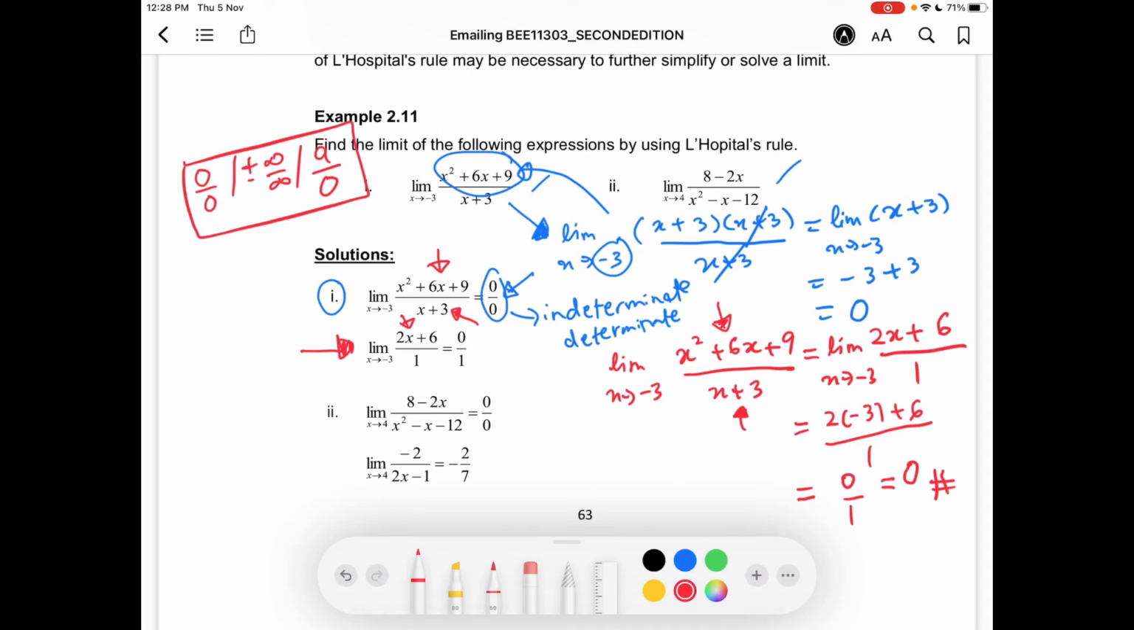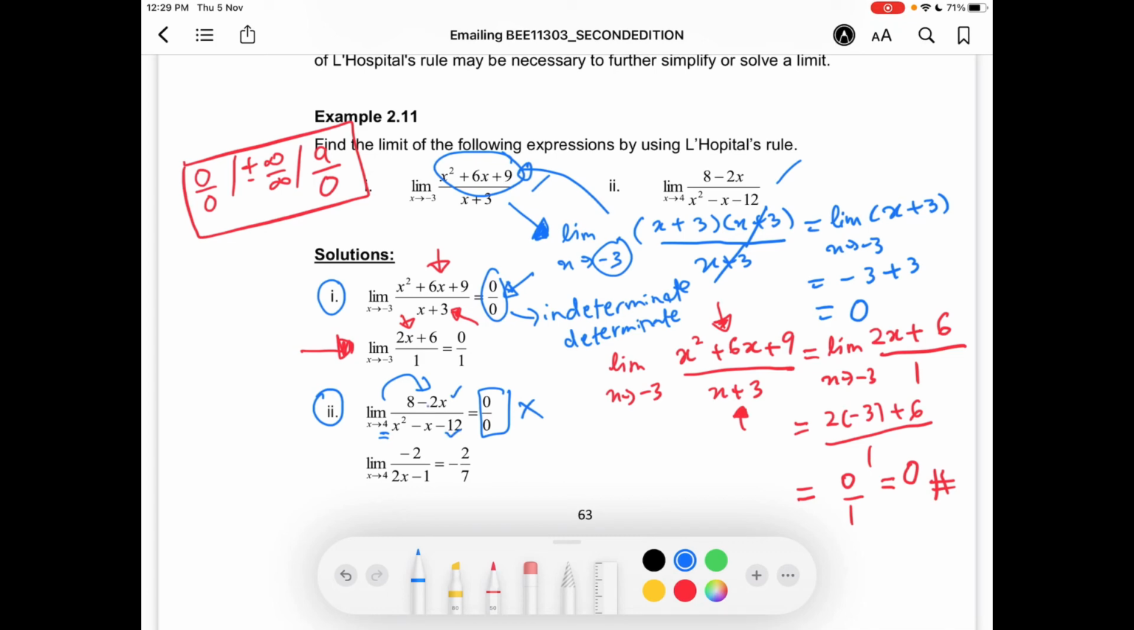So now we go to the second question. I hope this one is already clear to you. When you directly substitute x equals 4 into this, you'll get 0 over 0. So this is, again, an indeterminate form. We don't want this one. So by using L'Hopital's rule, you just straight away differentiate the numerator and denominator independently.